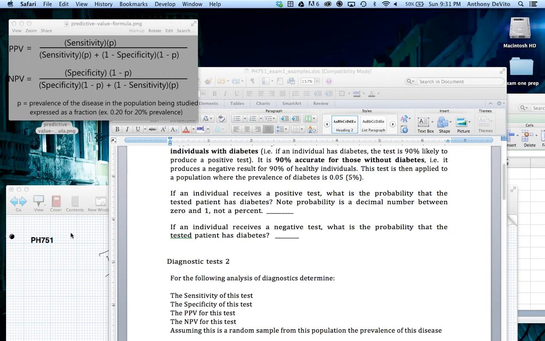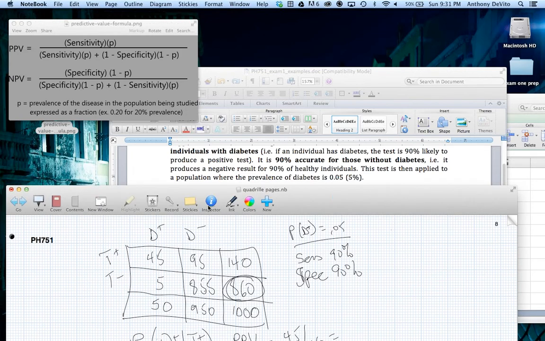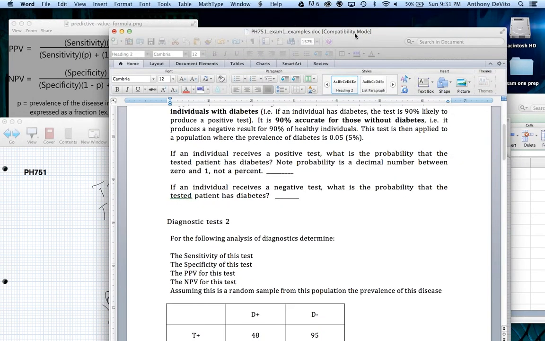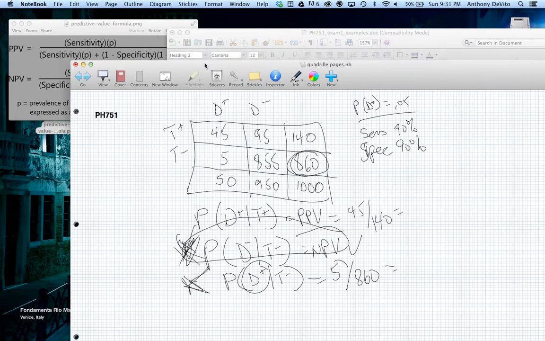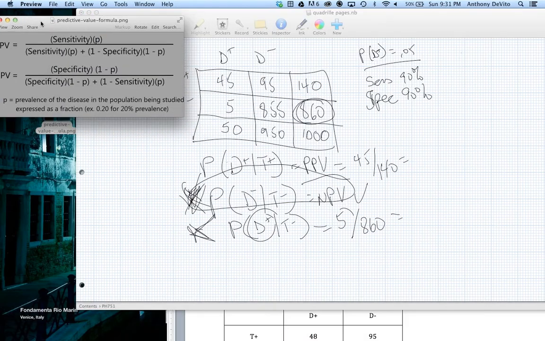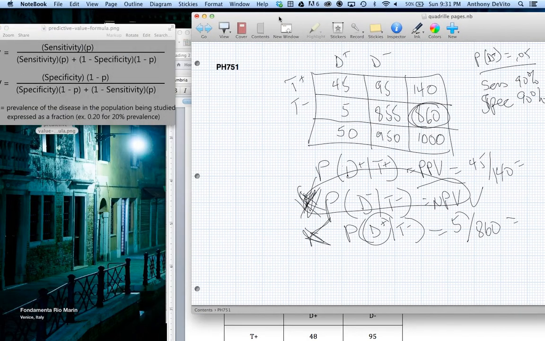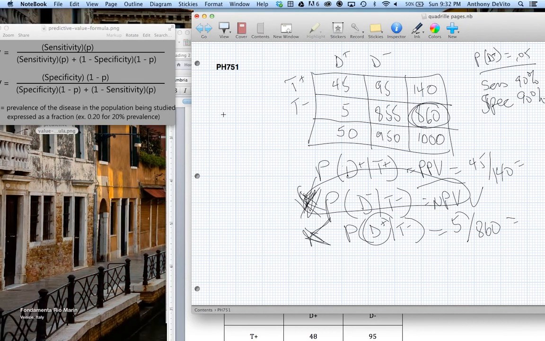Okay, let's do it for one of the examples that we just did. So if we do it for this example, let's see. What did we say the prevalence was here? It was 0.05, right? So I'm going to fill this in. Let me move this out of the way a little bit so I can see it better. I can use this little corner over here.